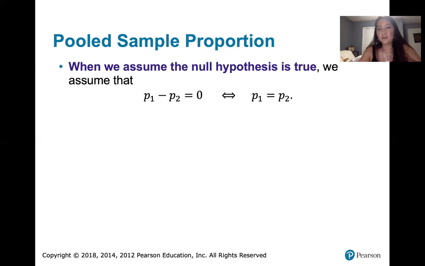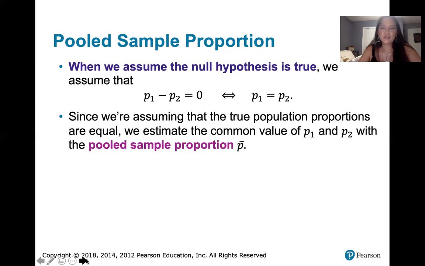Is there evidence that P1 and P2 actually differ from each other? That's our goal whenever we're running these hypothesis tests, is to say, can we reject this idea that P1 and P2 are equal to each other? But since we're assuming the null hypothesis is true, that's going to have implications for that sampling distribution of P1 hat minus P2 hat that we were looking at a moment ago.